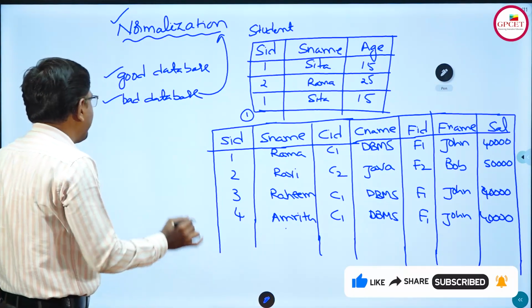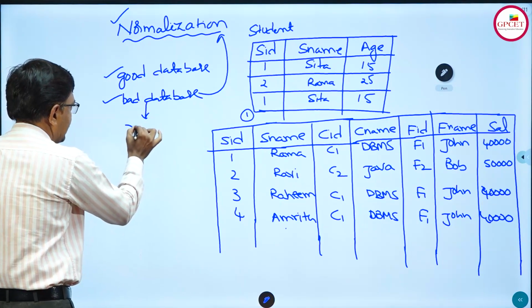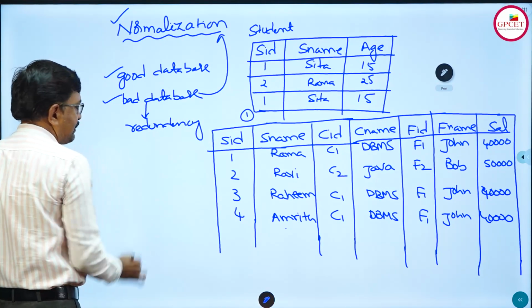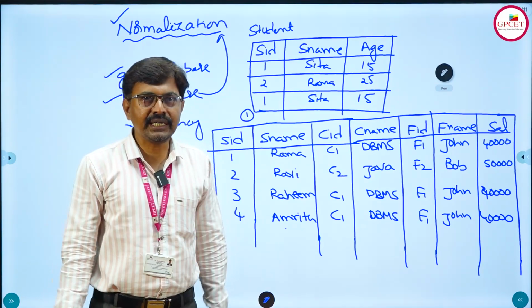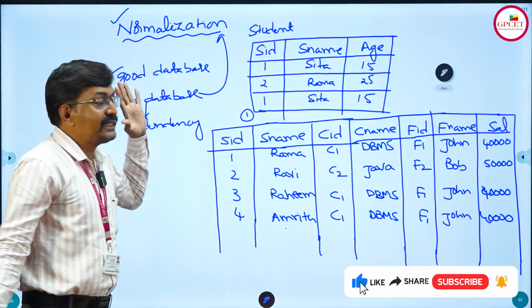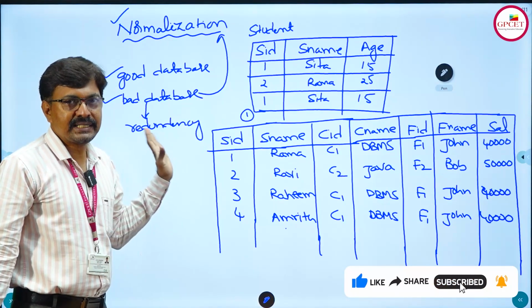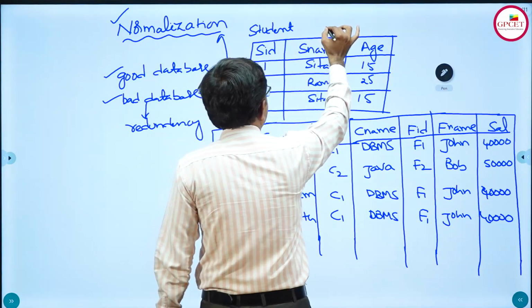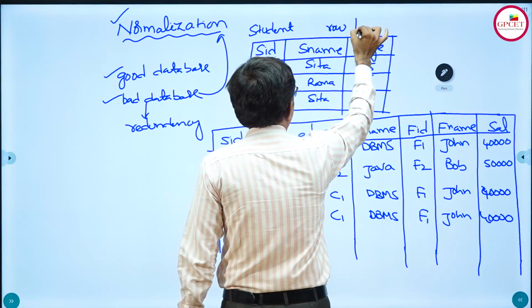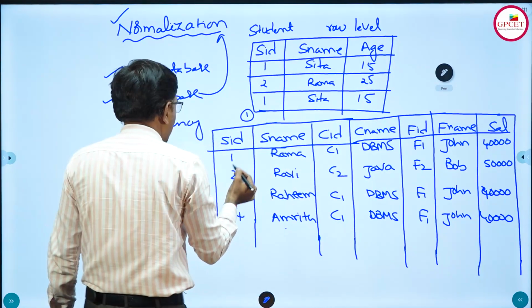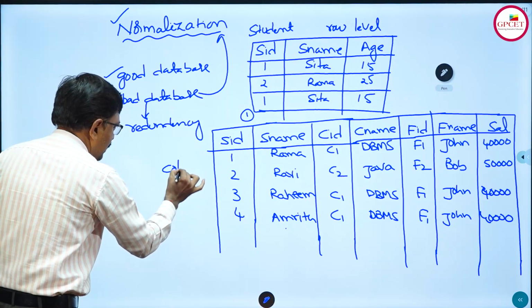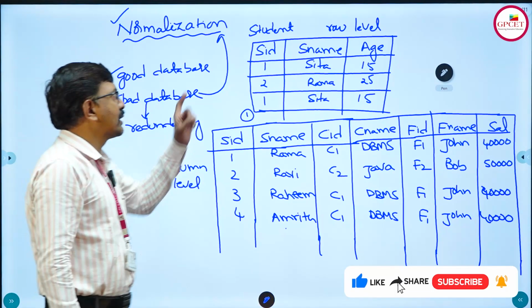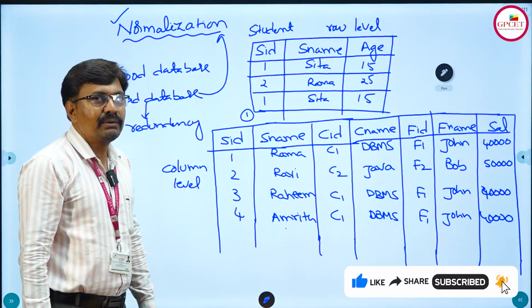What is meant by a bad database? That is redundancy. Redundancy means repetition or duplication of data. Normalization is a technique to remove redundancy. Observe here, the first one is a student table. This is row level duplication, and this is column level duplication. One is row level duplication, the second one is column level duplication.